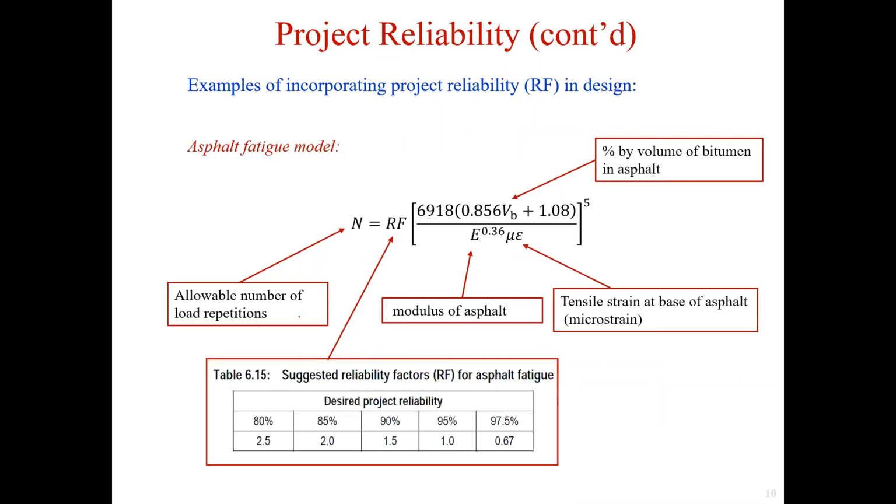Similar to the cemented material fatigue model, here is the formula for the asphalt fatigue model. Most parameters are similar to the cemented material fatigue model, where the only difference is the parameter VB here, which is the percentage by volume of bitumen in asphalt. We learned this parameter in lecture 6, and it is the effective volume of bitumen excluding the absorbed binder.